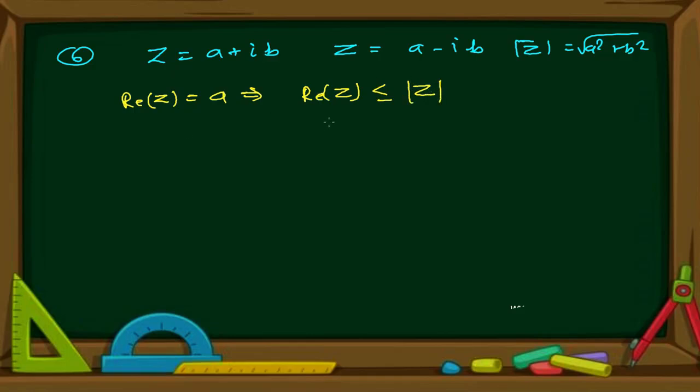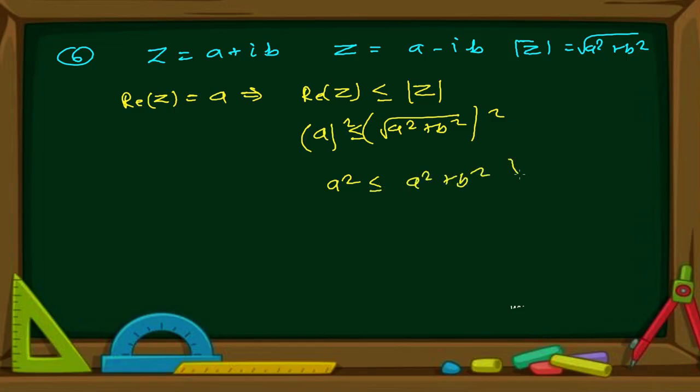All right, how? Let me show you here. This is the real part, and I said this is less than or equal to the root of a square plus b square. You know why? If you square both sides now, what you'll get is a square is less than or equal to a square plus b square, which is 100% true. So definitely you can say that a is less than or equal to the root of a square plus b square. It means the real part of the complex number j is less than or equal to the absolute value or the mod of the complex number.